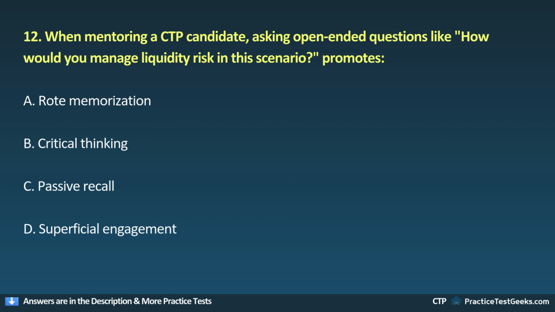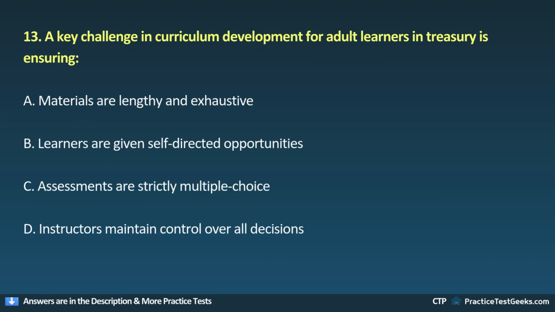12. When mentoring a CTP candidate, asking open-ended questions like, "How would you manage liquidity risk in this scenario?" promotes A. Rote memorization. B. Critical thinking. C. Passive recall. D. Superficial engagement.